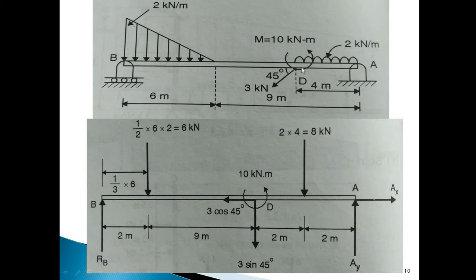Where is it acting? Exactly at half of the length of DA. DA is 4 meter, so 4 by 2 means 2 meter from point D and 2 meter from point A. And at the hinge point there are 2 reactions, because it is a hinge support. So Ax and Ay are the 2 reactions.